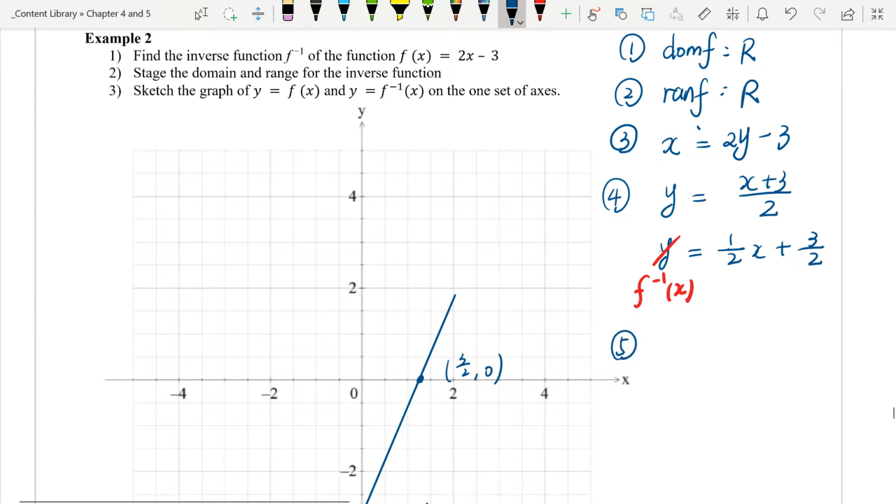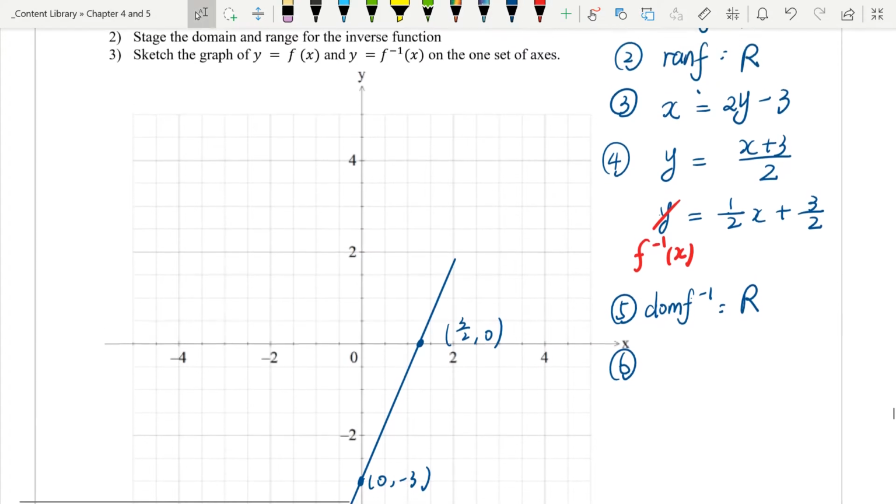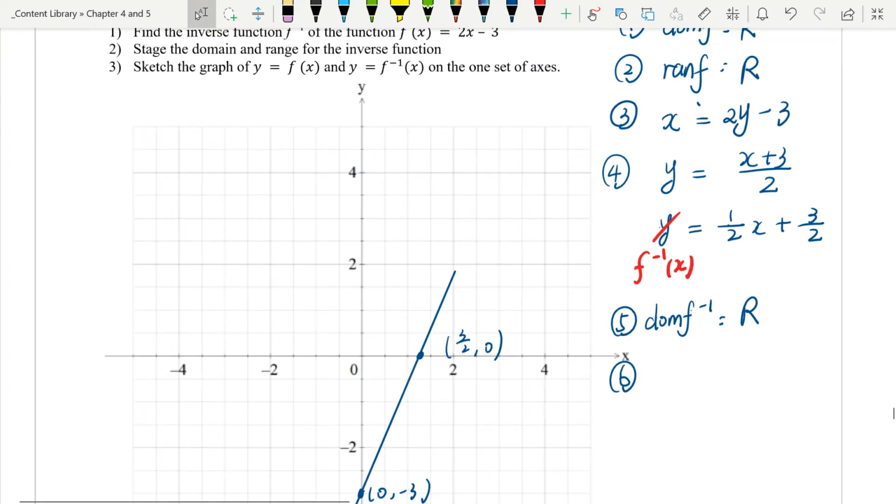What's step number 5? Yeah, I have to know this. Yeah, domain of f inverse is range of f. So look back for step number 2, that's R. And step number 6, well, I think you will say it's silly because 5 and 6 is useless. You know that's a linear, it should be domain of R.